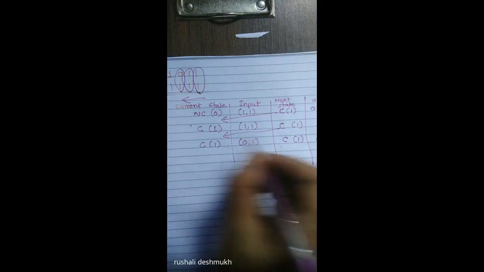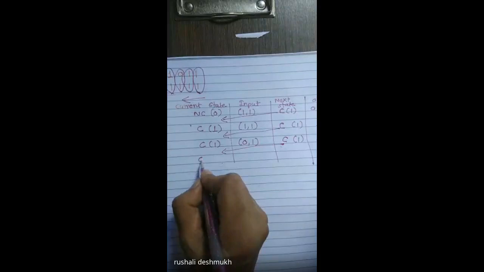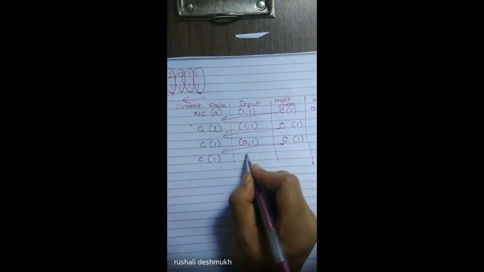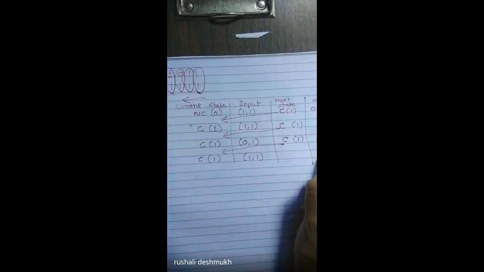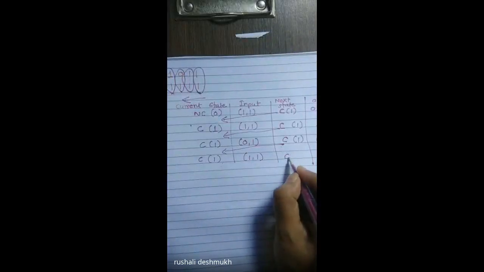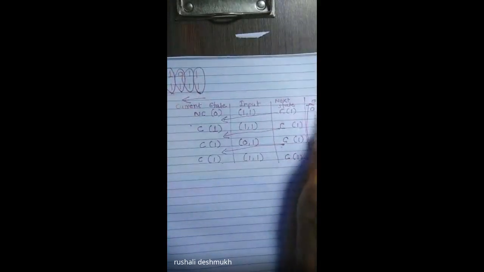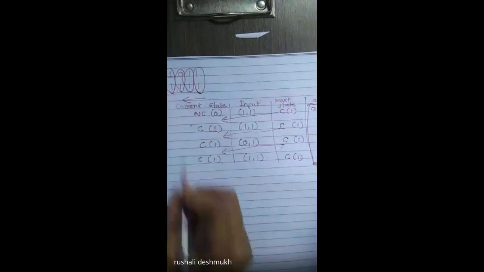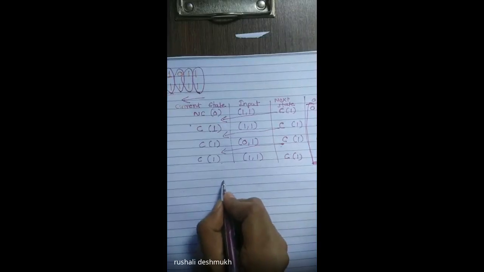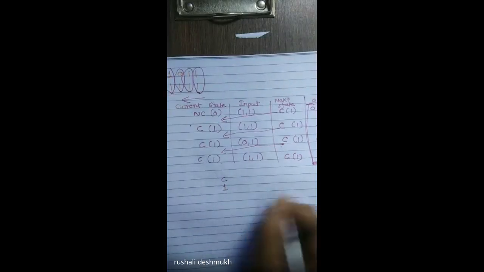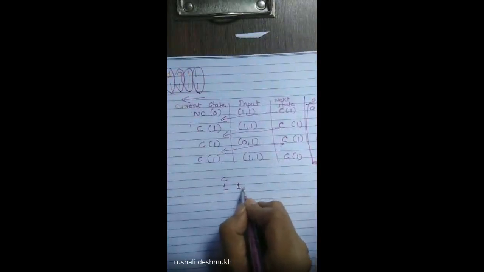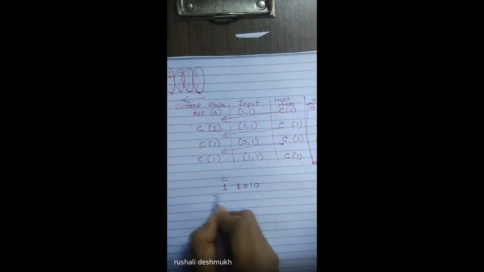Again, one pair remains. So last now. This carry is the current state, and now the input is 1 1. So what is the output? Output is 1, and the carry is also generated. Okay. So finally, what is the output? What is the addition of this? You are also considering carry. Carry means 1, and in this direction you are going to write. So 1 0 1 0. Is that clear?